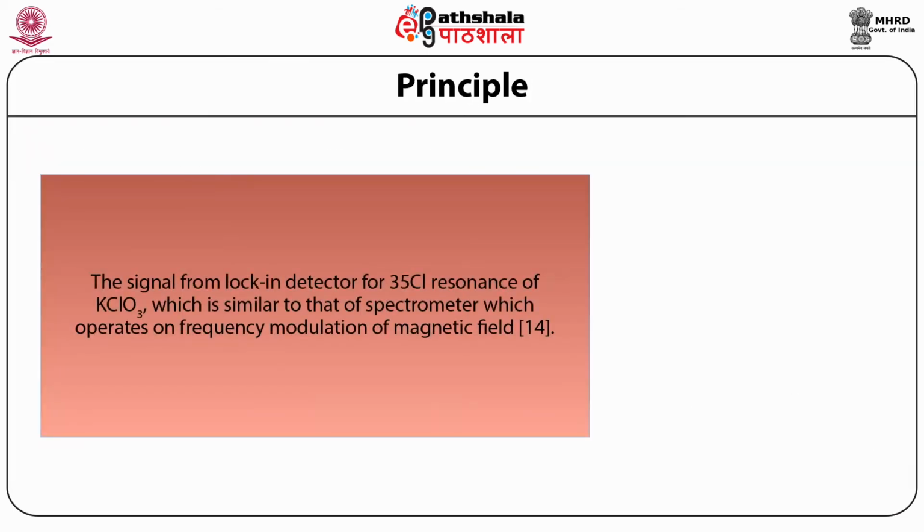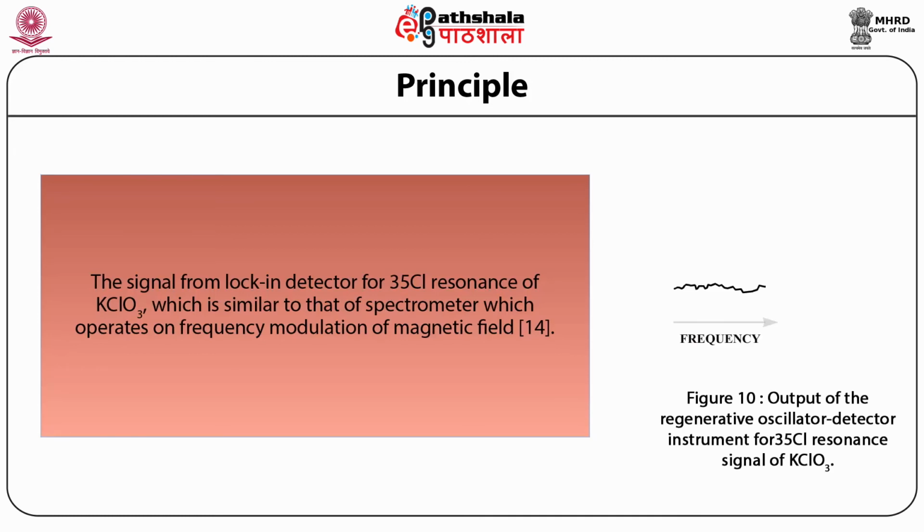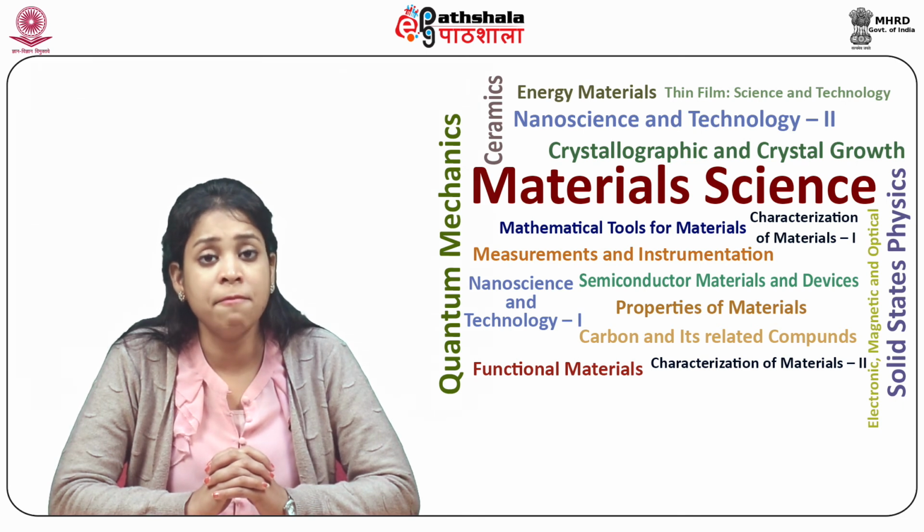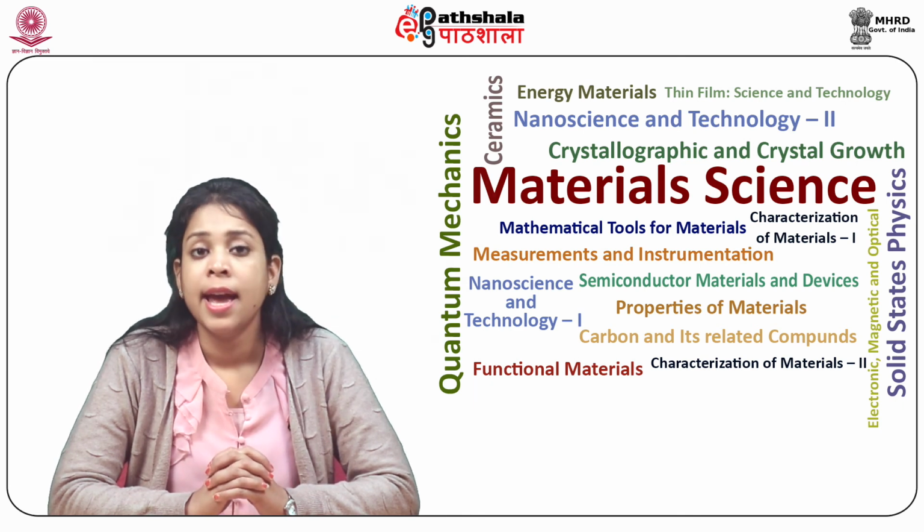Students, you can see a figure showing the output of the regenerative oscillator detector instrument for the 35Cl resonance signal of KClO3. So this is one of the examples for the instrumentation where one can detect the NQR signal using a lock-in detector. So students, let us summarize what we have learned in this module.